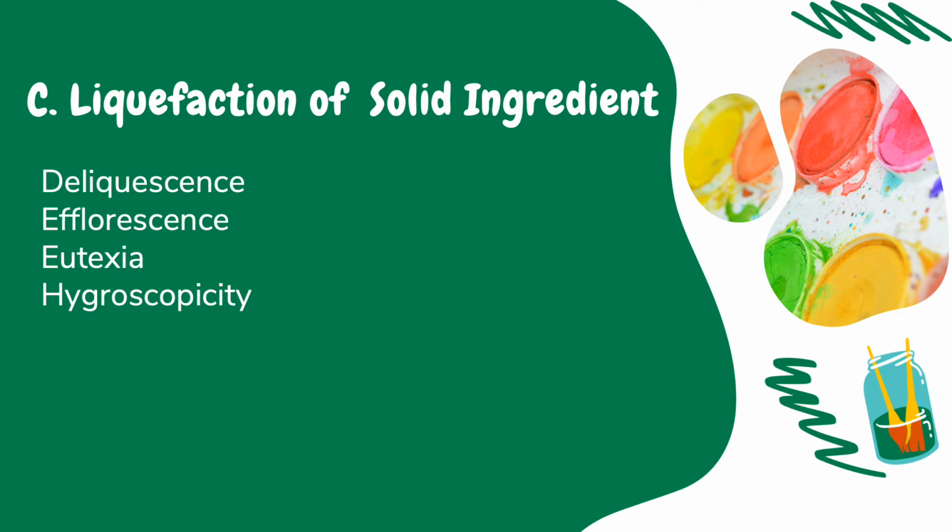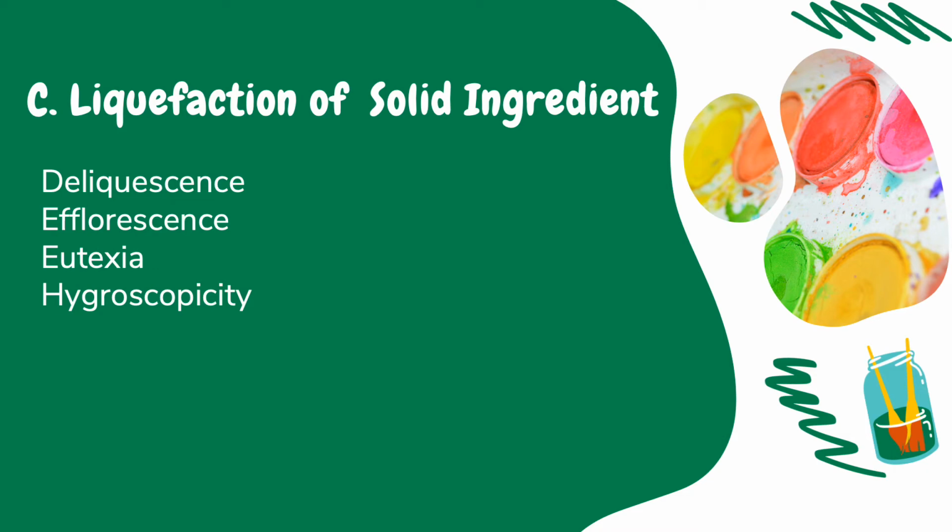Efflorescence, on the other hand, is the release of water of crystallization. Examples of chemicals that undergo efflorescence are the following: citric acid, atropine sulfate, ferric sulfate, and alum. Eutexia, on the other hand, is the lowering of melting point, and it occurs at room temperature. Components or chemicals that undergo eutexia are the following: menthol, phenol, thymol, and camphor.